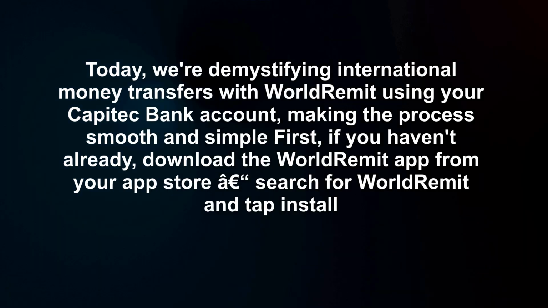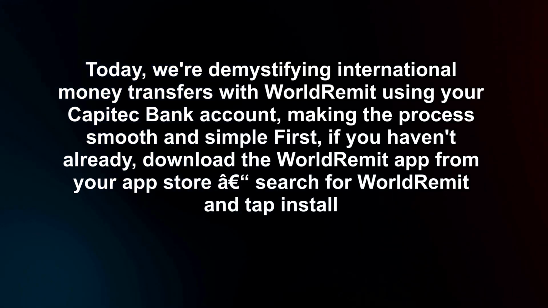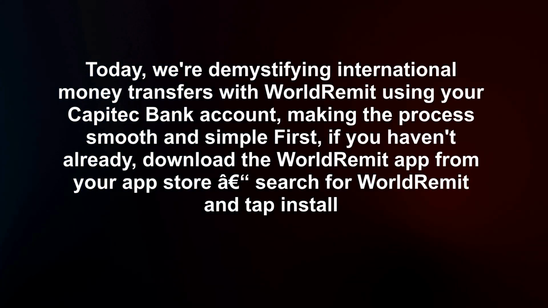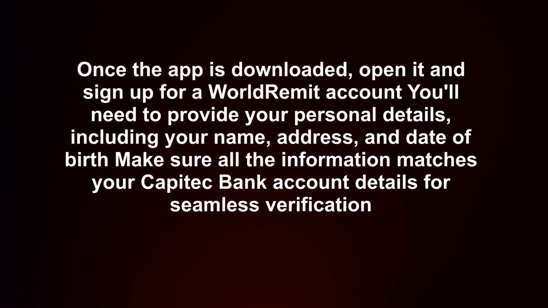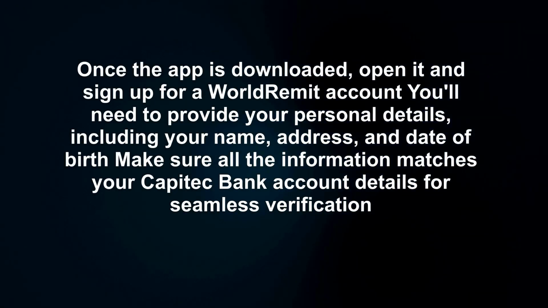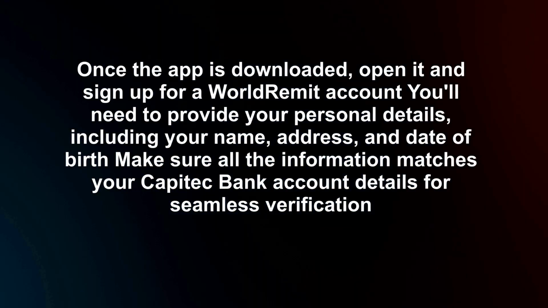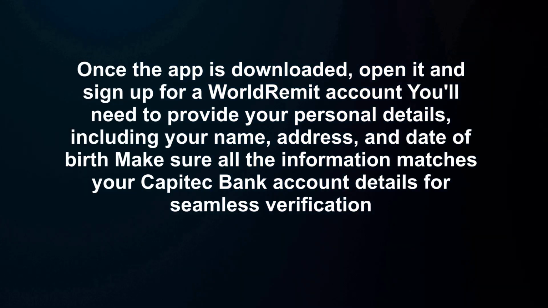First, if you haven't already, download the WorldRemit app from your app store. Search for WorldRemit and tap install. Once the app is downloaded, open it and sign up for a WorldRemit account. You will need to provide your personal details, including your name, address, and date of birth. Make sure all the information matches your Capitec Bank account details for seamless verification.